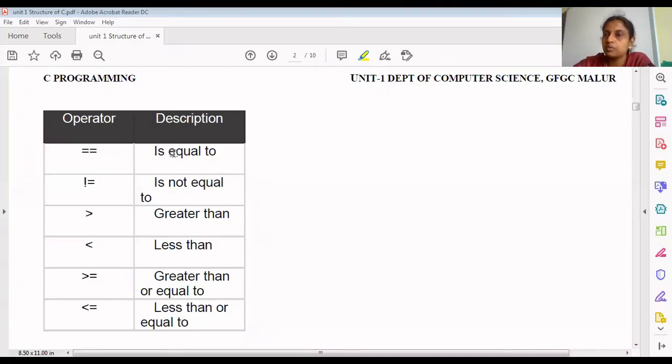So, relational operators. Let me share the screen. The first one is equal to, which is used to compare two values, left side equal to right side. Next, not equal to. When you want to check whether the left side is not equal to the right side, you give an exclamation symbol and then the equal to symbol. Here we don't write words like greater; you will use only the symbols. And greater than means this is the greater than symbol.